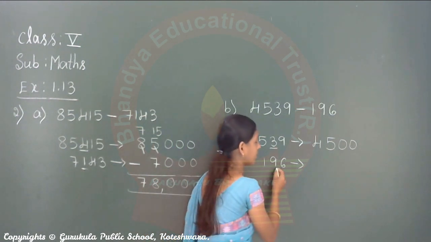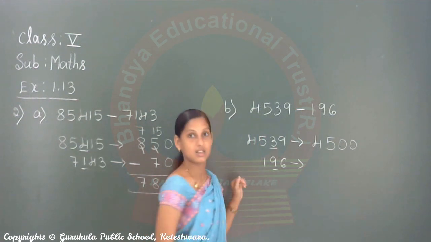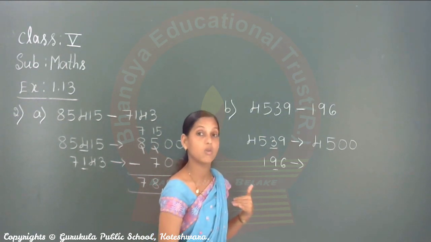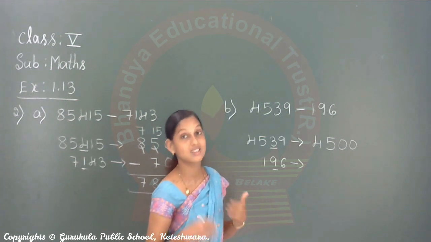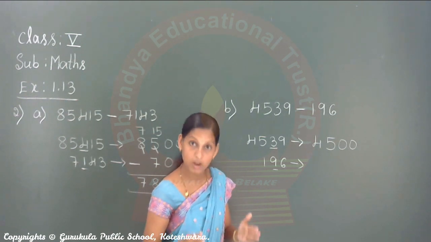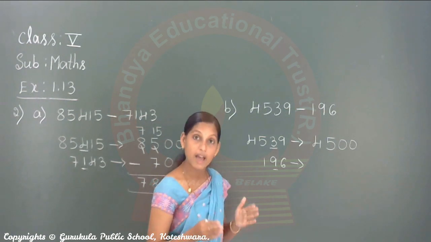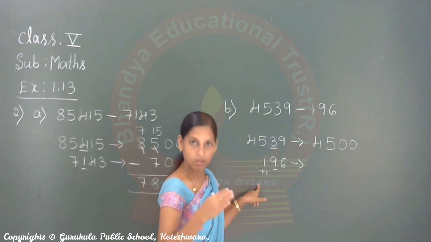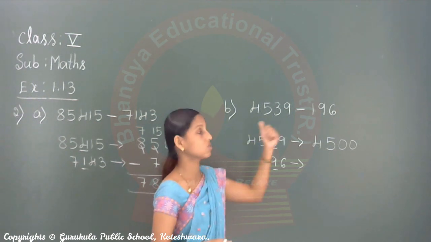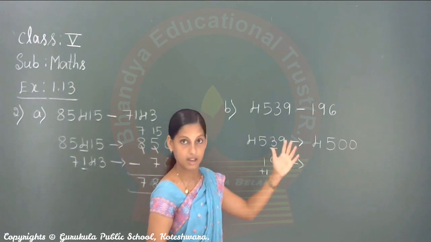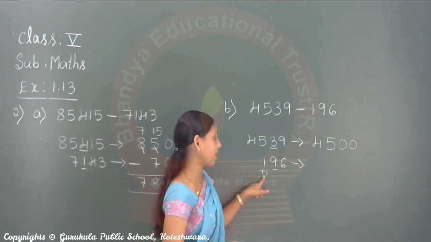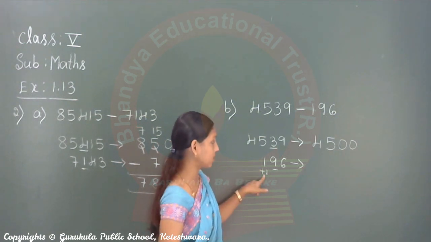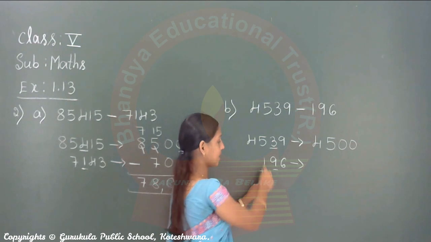Round off to the nearest 100 means see the tens place. What is there in the tens place? 9. Is it less than 5 or more than 5? 9 is more than 5. For 5 and more than 5, that is 5, 6, 7, 8, 9, we have to add 1 to the hundreds place. Now 1 plus 1 will become 2 in the hundreds place.